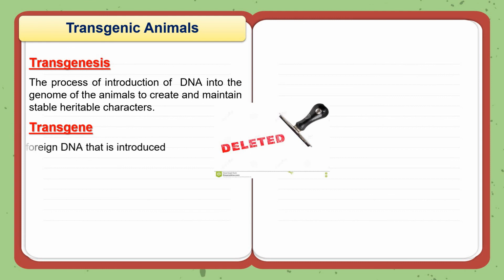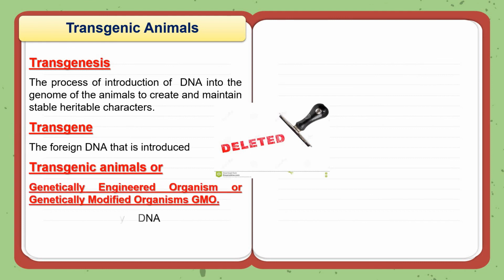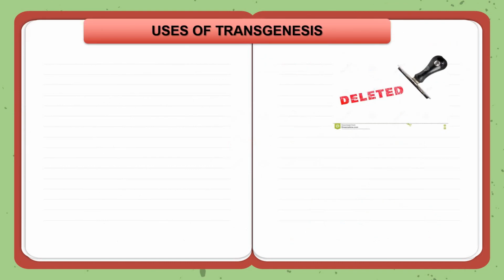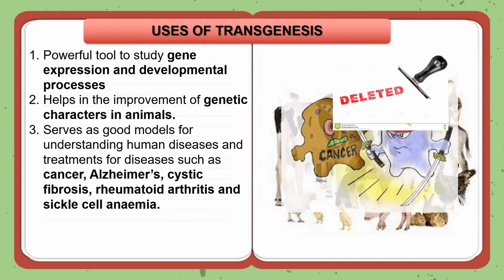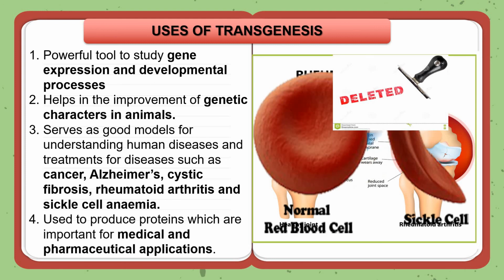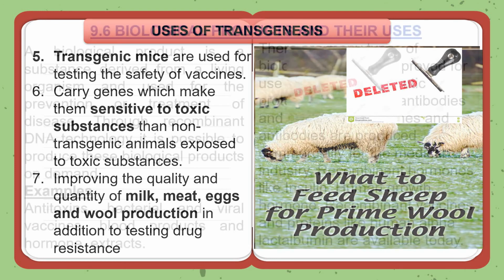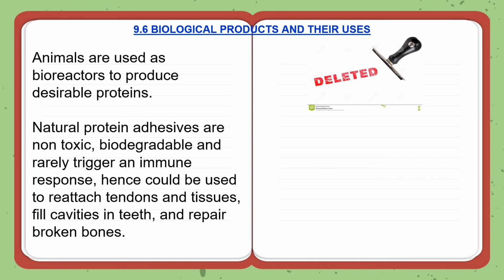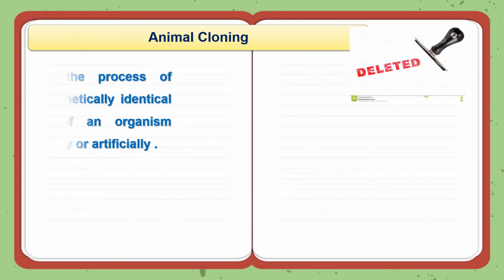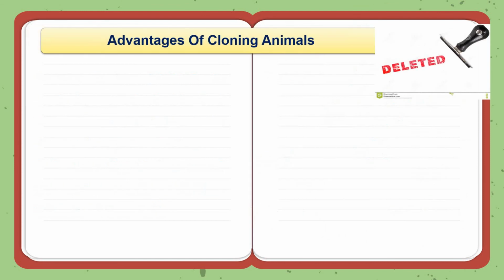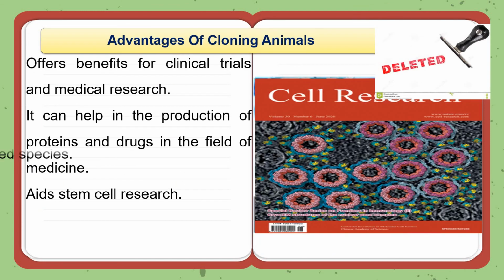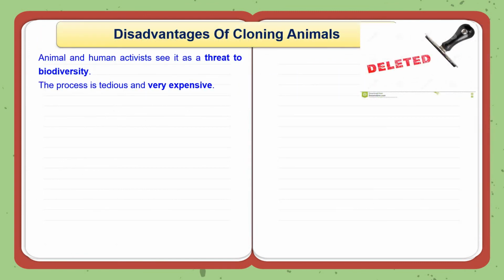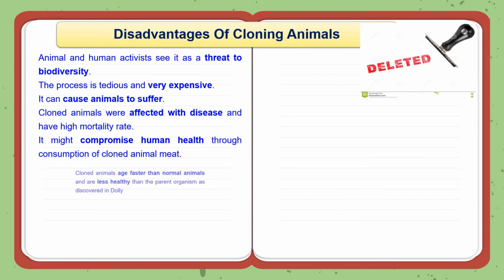And next, transgenic animals, it is a deleted part. How we can produce them, and then the use of transgenesis, that is also deleted. Biological products and their uses, that is also a deleted portion. Animal cloning, advantages of animal cloning, then disadvantages of animal cloning.